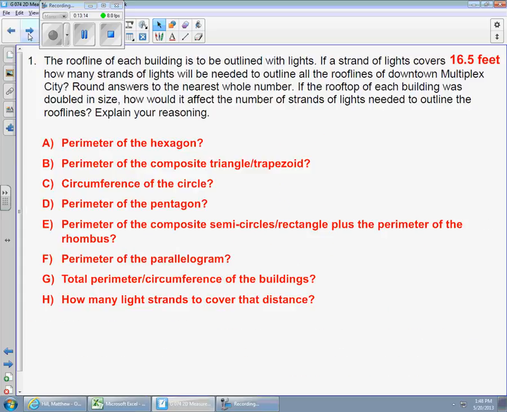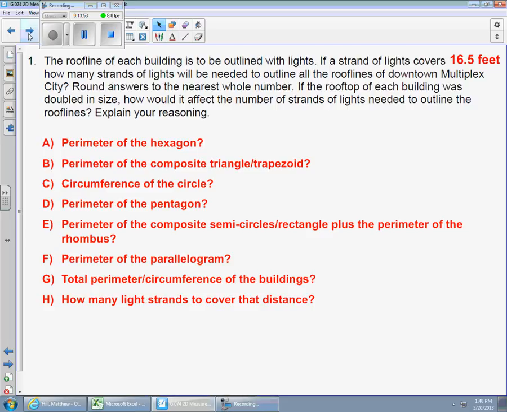The first question, it's multi-part. It says the roof line of each building is to be outlined with lights. If a strand of lights covers, and I believe your paper says 5 meters, I went ahead and converted this for you. The conversion is 16.5 feet. The problems are going to be complicated enough without you having to worry about a conversion from metric to standard measurements. So go ahead and change your paper, put 16.5 feet. If a strand of lights covers 16.5 feet, how many strands of lights will be needed to outline the roof lines of downtown Multiplex City?